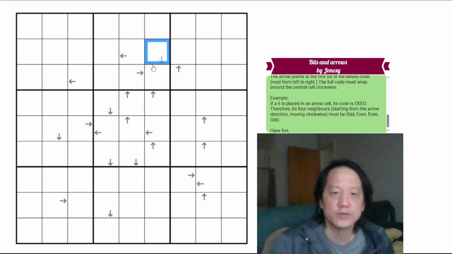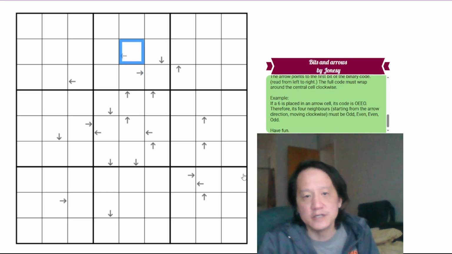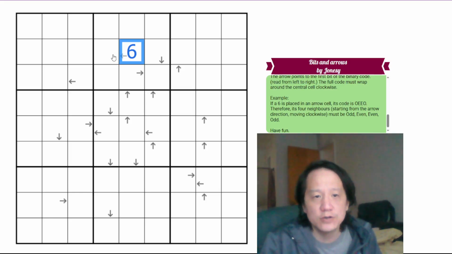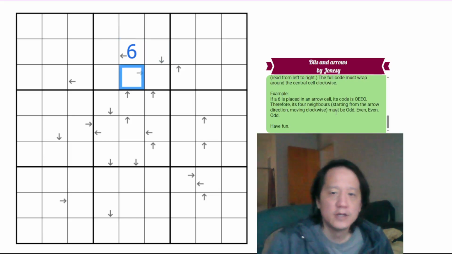As an example, if a 6 is placed in an arrow cell, its code is odd, even, even, odd. Therefore, its 4 neighbors starting from the arrow direction, moving clockwise, must be odd, even, even, odd. And those are all the rules. Have fun. We will try.